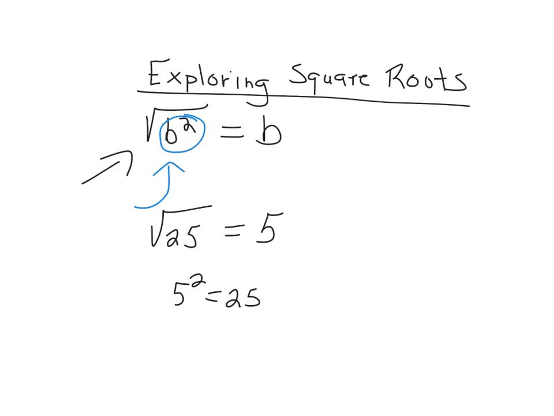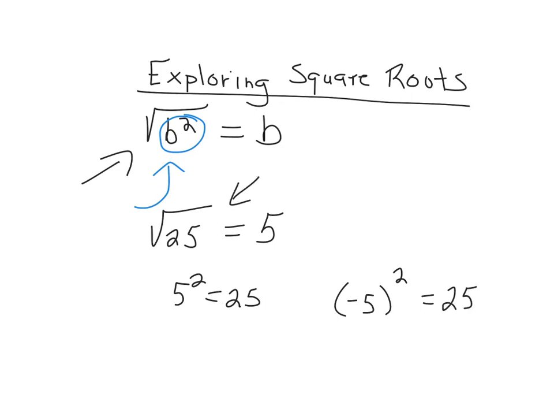But there is another answer, because there's another number that when we square it would give us 25. And I want you to think of a negative number that when you square it would give you 25. Pause the video and think about that. That number would be negative 5. Negative 5 times negative 5 is also positive 25.